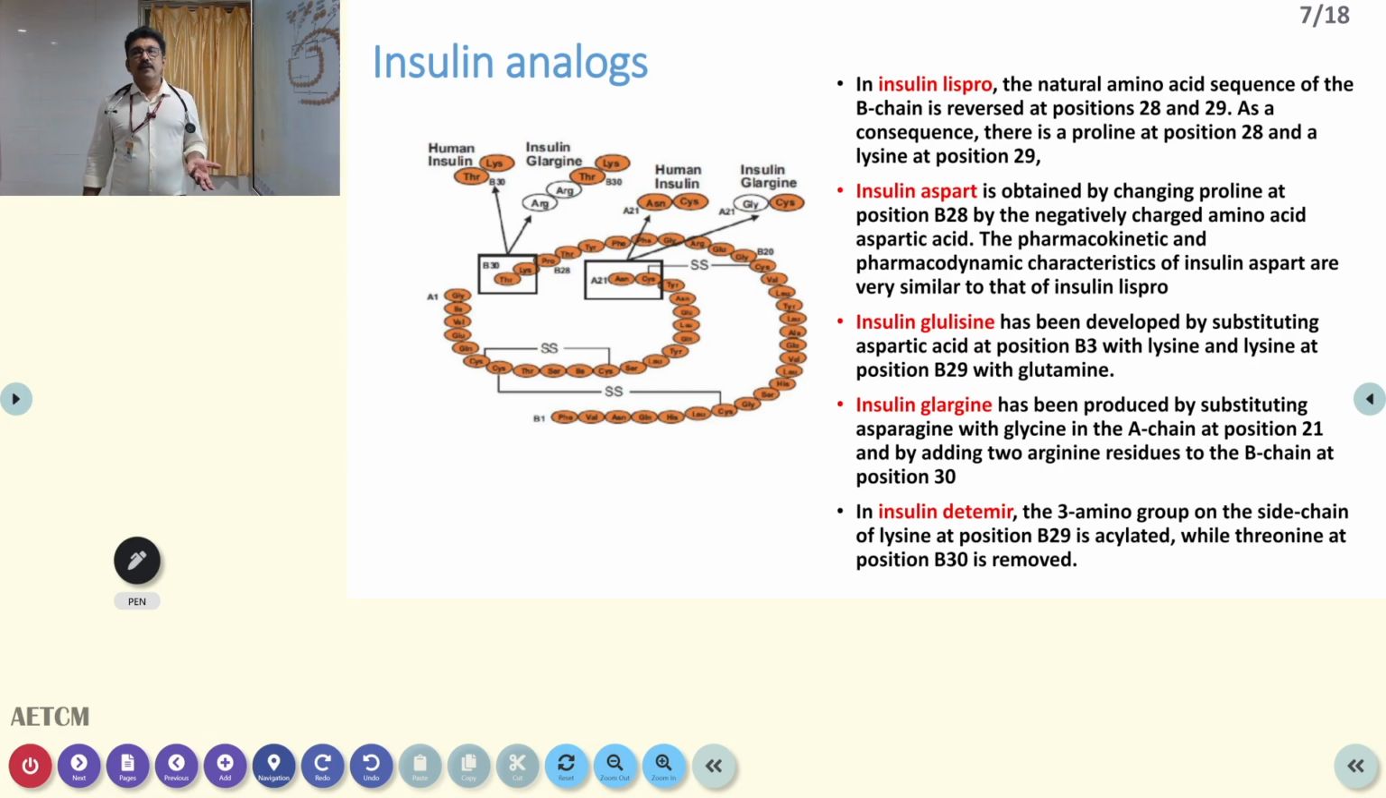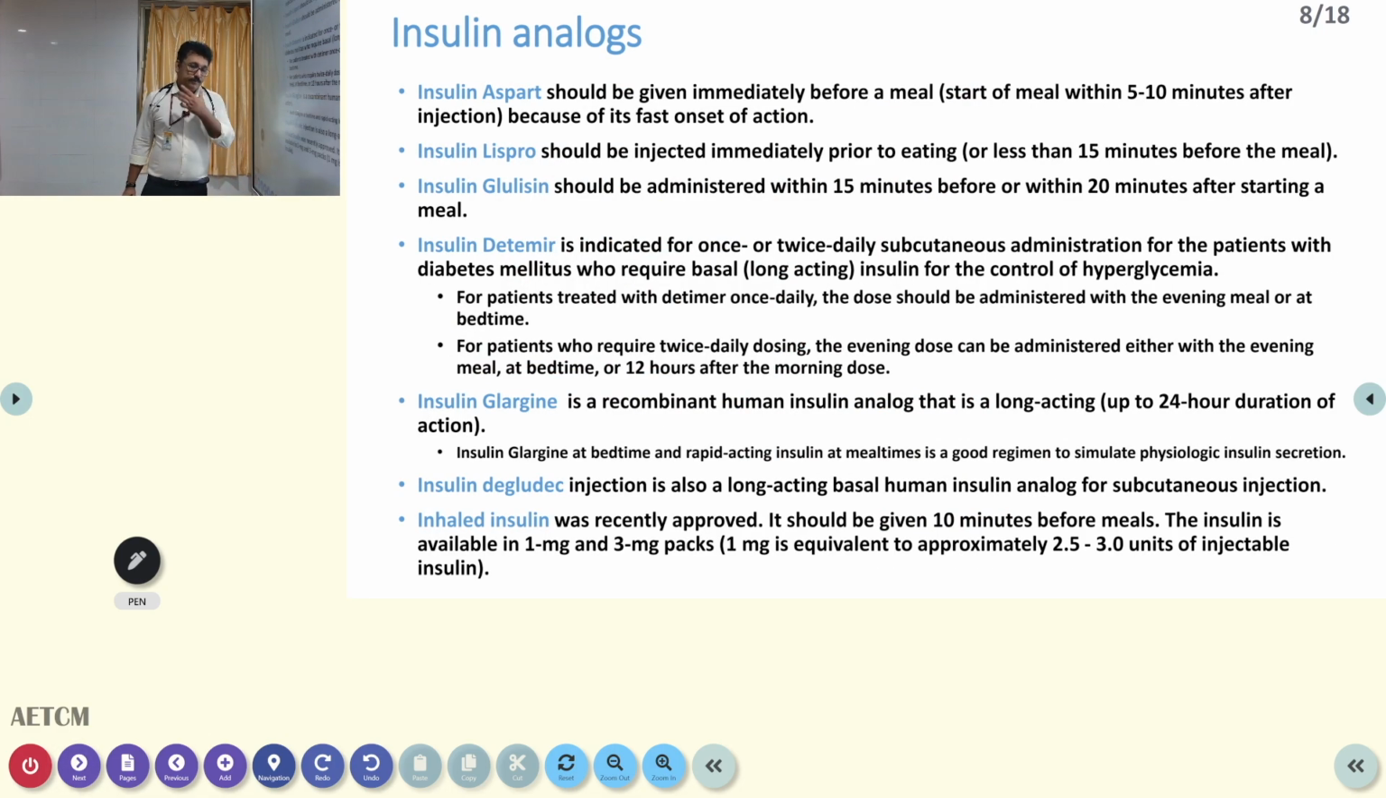So again, regular or short acting insulin, and analog insulins, short acting analog insulins, and long acting analog insulins are also available. It's not a problem, but the cost of these insulins is very high compared with human insulin. The advantage is that antibody production is very minimal, and they are the purest form of insulin, so they act better than human insulin.